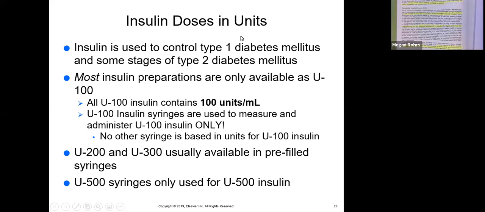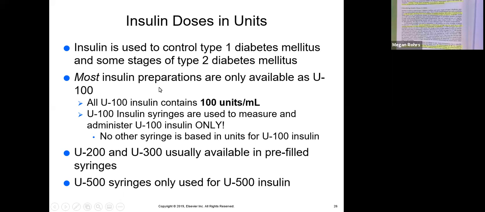When we're talking about insulin, most insulin comes in what we call U100. You need to know that U100 means that there are going to be 100 units in every 1 milliliter of the insulin preparation. Most insulin is U100, but there are others to be aware of. We can have U200, U300, and U500. But most of the time, the insulin that we're going to have our patients draw from a vial is going to be U100.